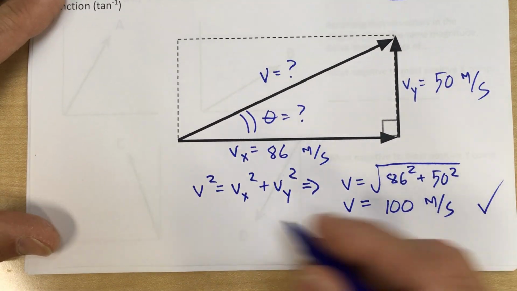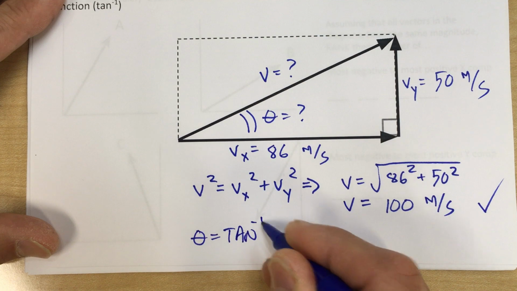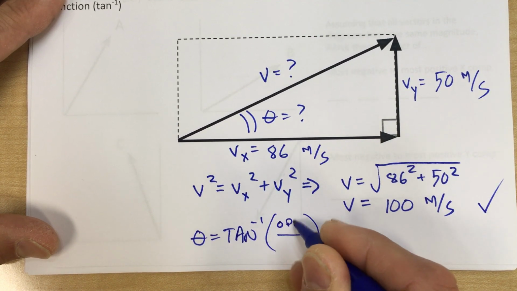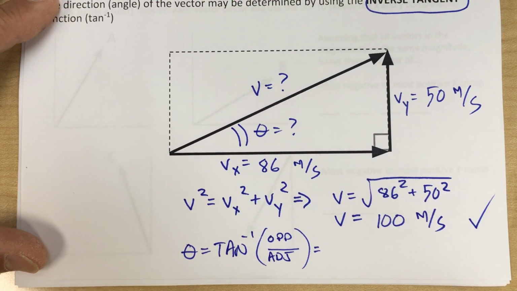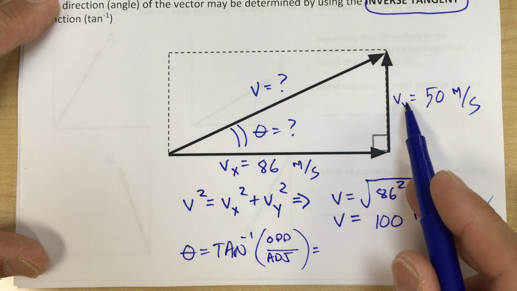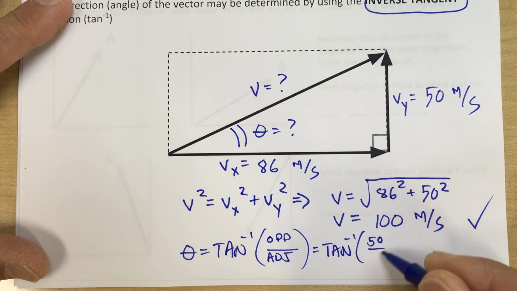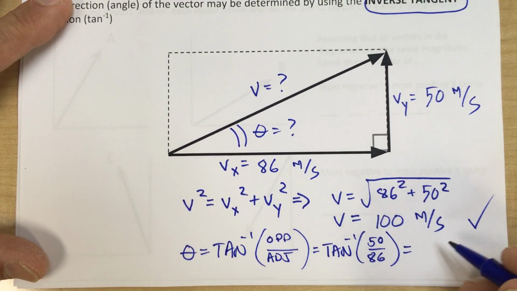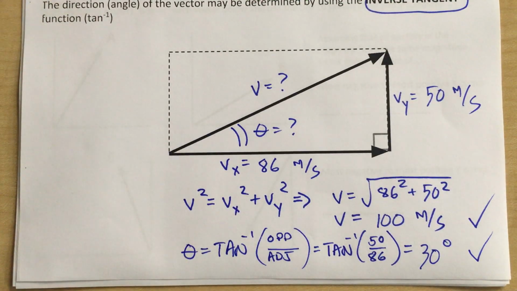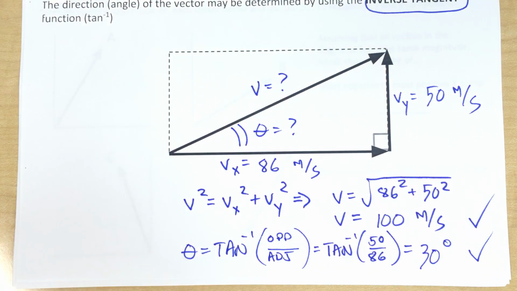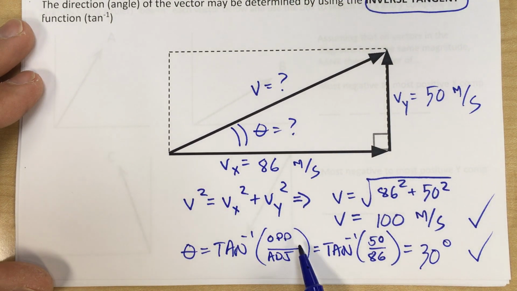And if you want to find the angle here, you would say that theta is equal to the inverse tangent of opposite over adjacent. And so you need to know what opposite and adjacent are. Opposite is 50, adjacent is 86. So we're talking about inverse tangent of 50 over 86. And of course, that's going to give us our angle of 30 degrees, or close to it.